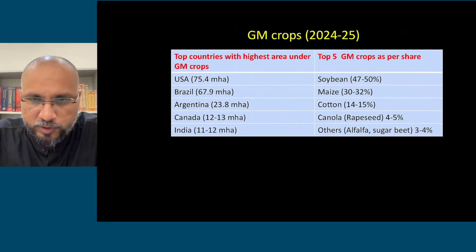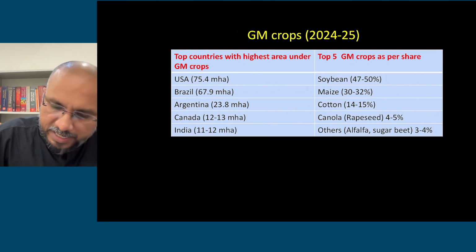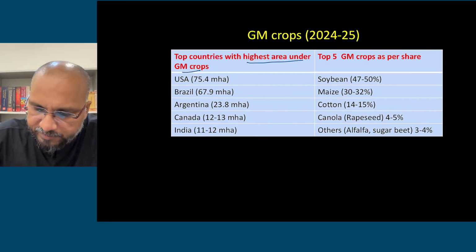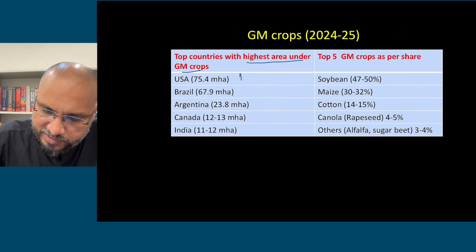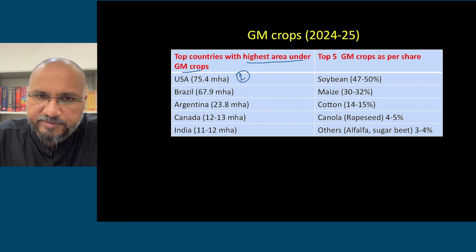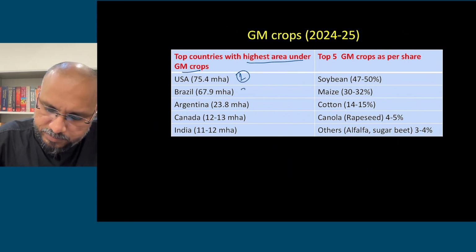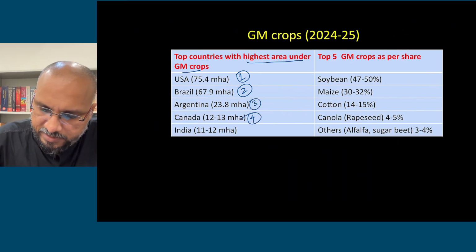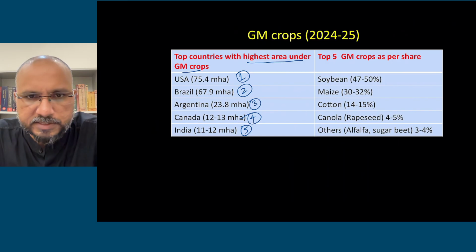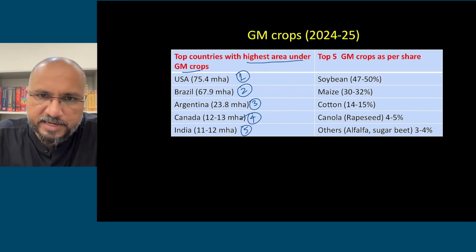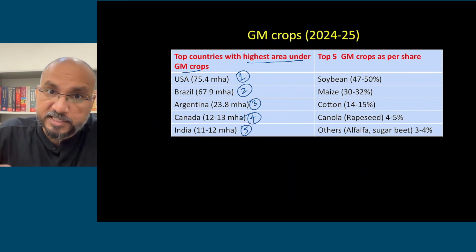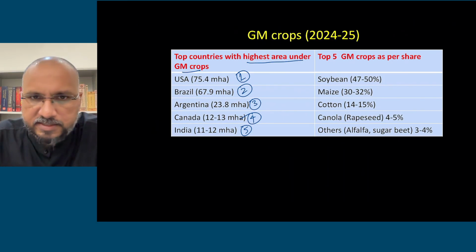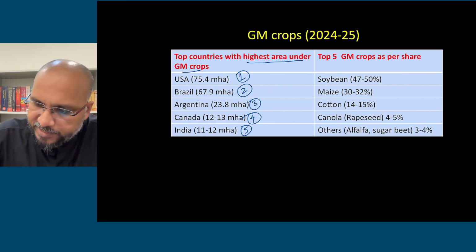With respect to GM crops, the top 5 countries which have the highest area under GM crops. First is USA, with 75.4 million hectares. Second is Brazil. Third is Argentina. Fourth is Canada, and Canada has narrowly beaten us. So we are at fifth position. With respect to highest area under GM crops, USA is first, second is Brazil.